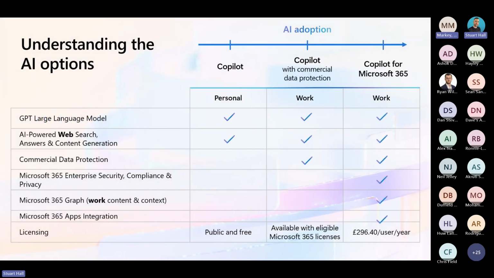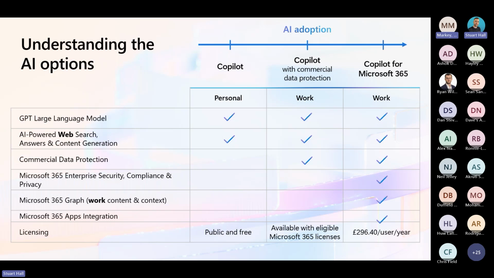So with regards to the AI options, there is a personal version out in the retail landscape, if you like, for those who are just a generic consumer. But for those of us who are in the business landscape, Copilot with commercial data protection is available with those Microsoft 365 licenses. And then there is, of course, the Microsoft 365 Copilot, which is what we're discussing today.